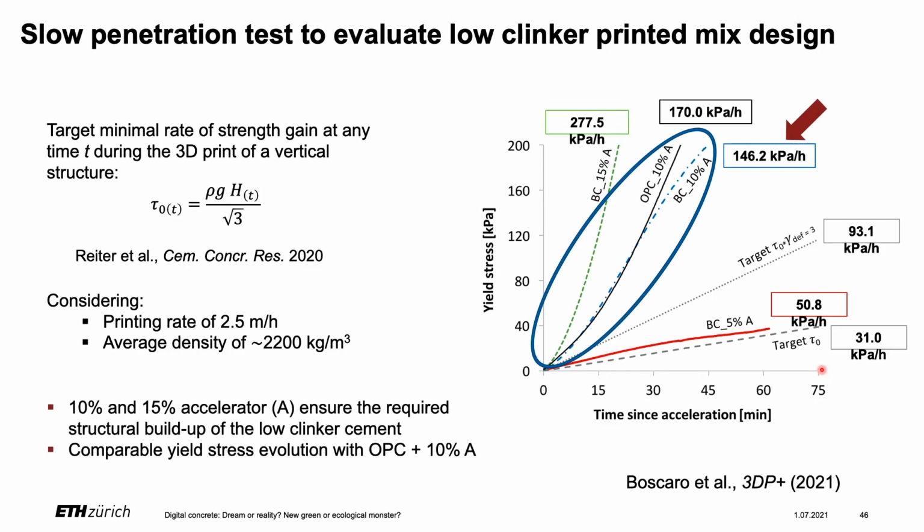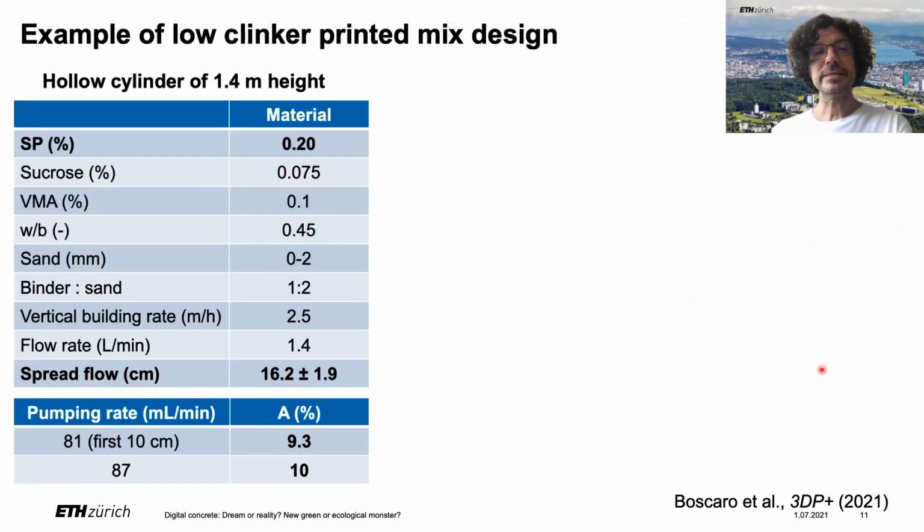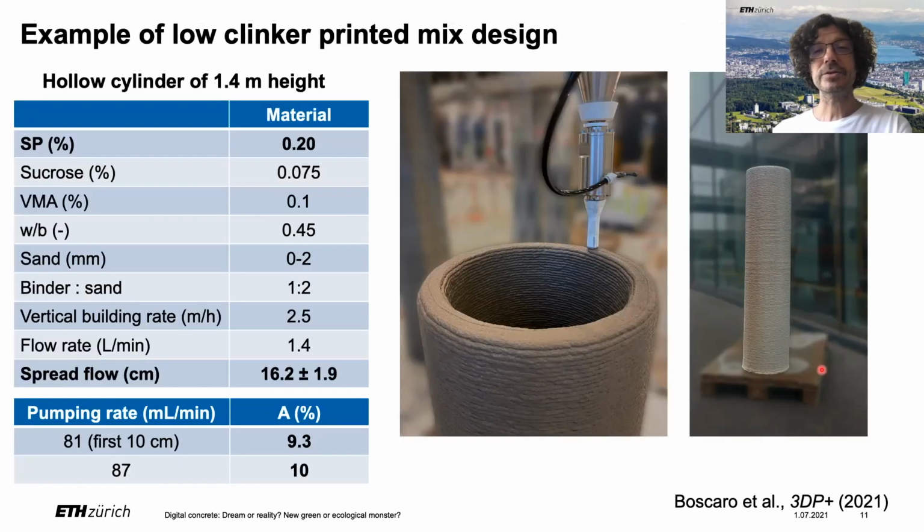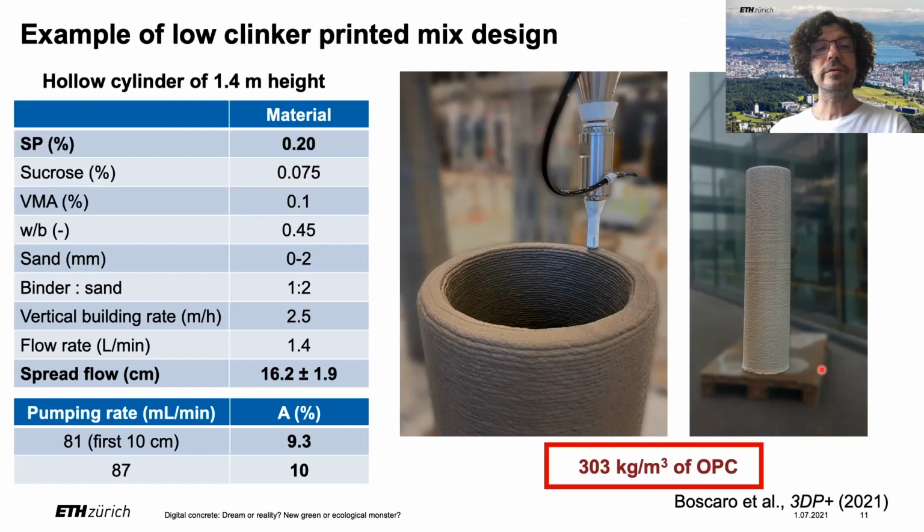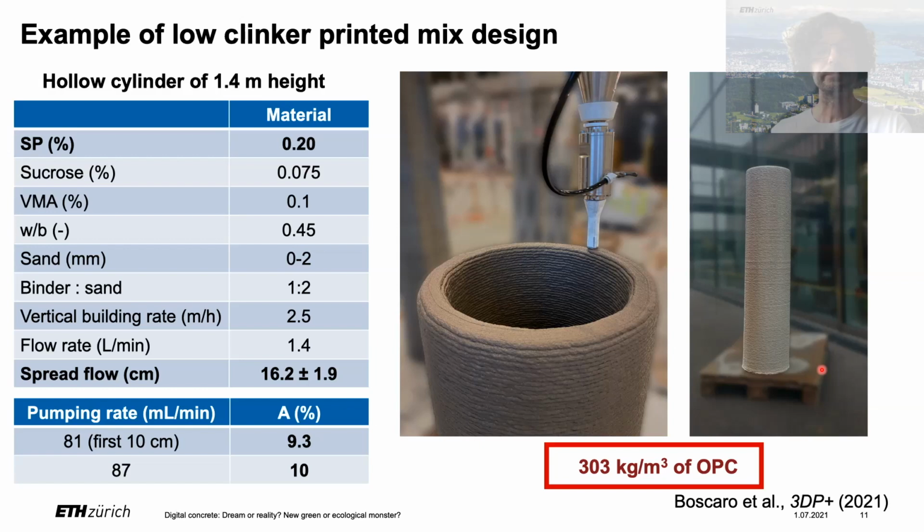So here is an example of the mix design. Here are some pictures of the printed material with 300 kilos of OPC per cubic meter, very similar to a relatively good ordinary concrete, still high with respect to highly blended concrete, but still with a reduction of more than a factor 2 with respect to previous mix designs that were used for 3D printing of concrete.